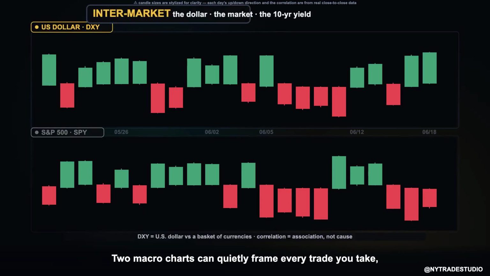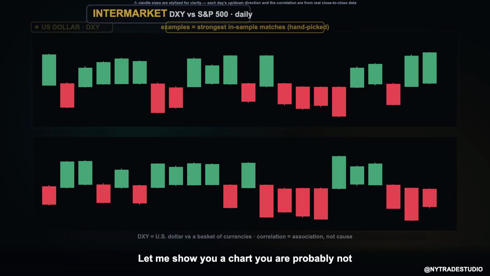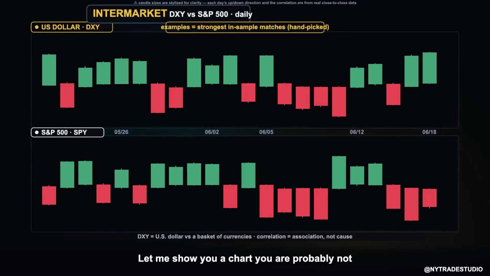Two macro charts can quietly frame every trade you take: the dollar and the 10-year Treasury yield. Used honestly, they are context, never a signal. So let us read them together. Let me show you a chart you are probably not watching.